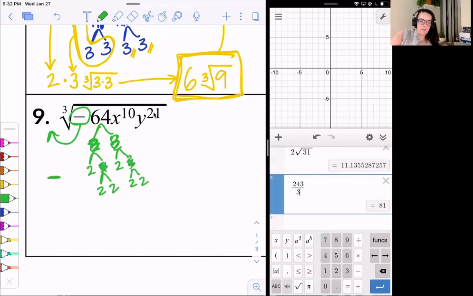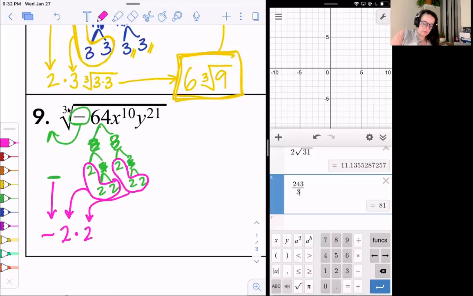So I'm looking for groups of 3. I have 3 2s and another 3 2s. So the negative is coming here. I have this group of 2s coming here. This group of 2s is coming to the outside there. I don't have anything left over, so there's not going to be any numbers left on the inside of my radical here. So I have x to the 10th.